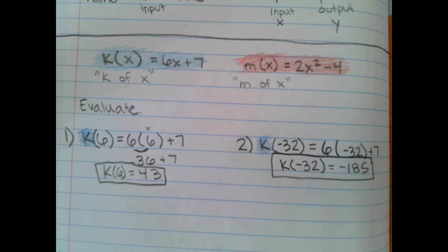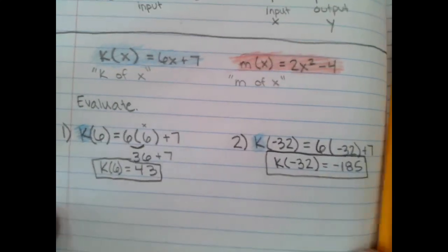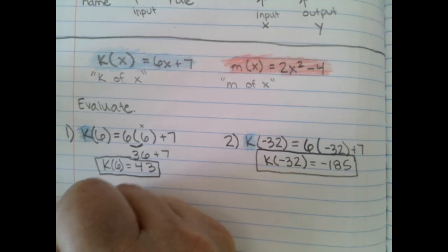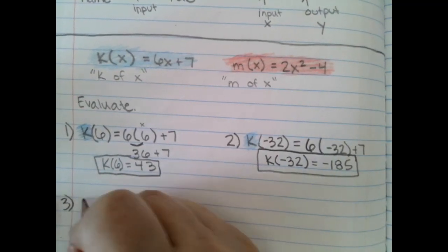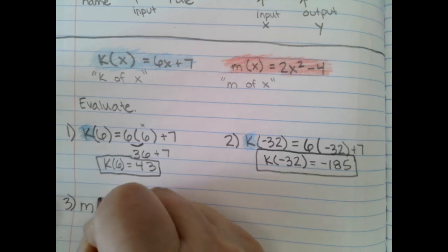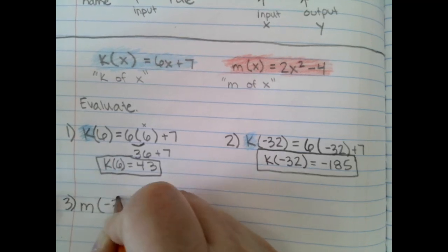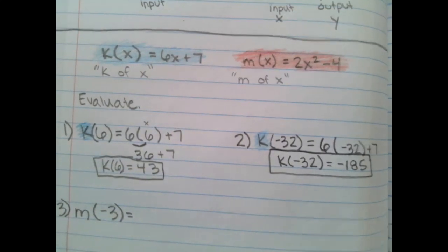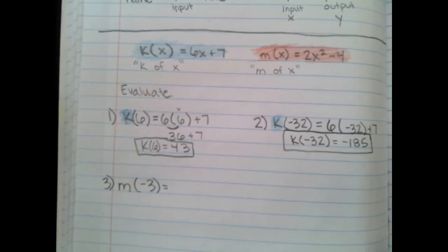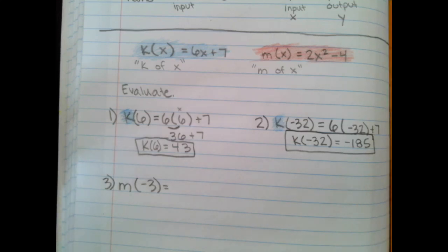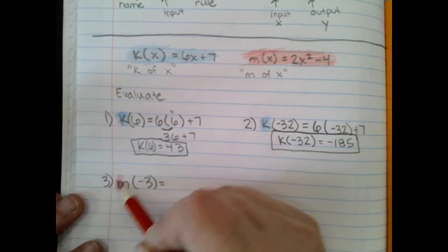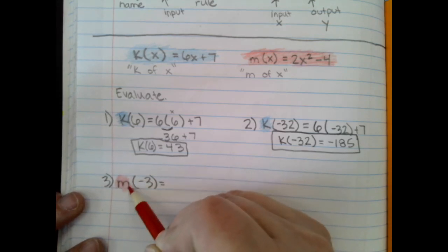All right, we have 4 more examples. I know it feels like a lot, but this is good practice as well as pretty straightforward for the most part. All right, number 3. We have m of negative 3. M of negative 3. So how is this one going to be different? It's M. Good, it's m. So how am I going to write out that function?